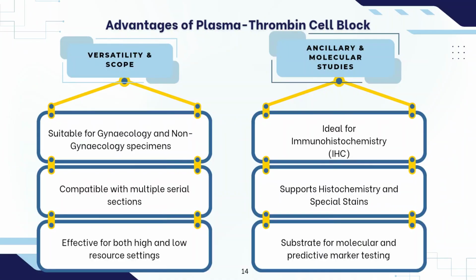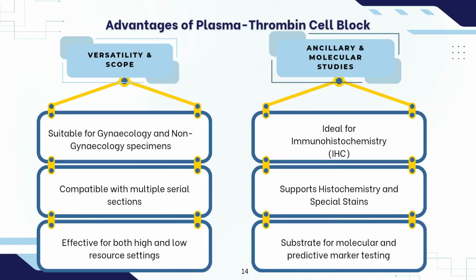One of its critical advantages is the maintenance of tissue architecture, which allows the resulting section to closely resemble the histology. Let's see the left side for versatility and scope. It is suitable for gynecology and non-gynecology specimens. It also yields multiple serial sections, and it is effective for both high and low resource settings. While it is generally reliable, some limitations exist, such as the potential for unpredictable clotting time or uneven cell concentration when using expired plasma.